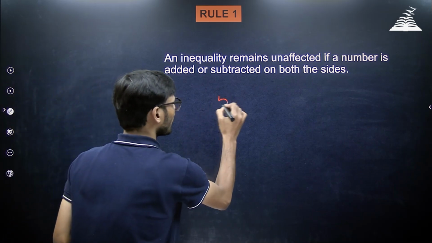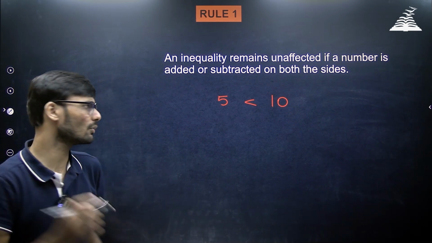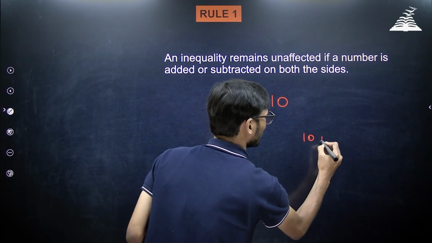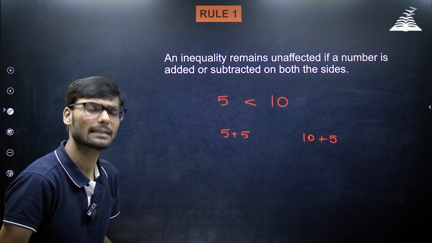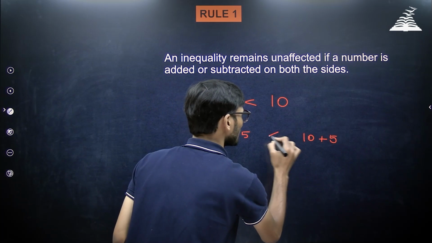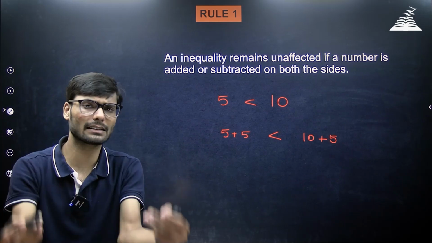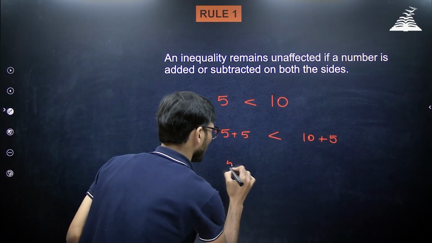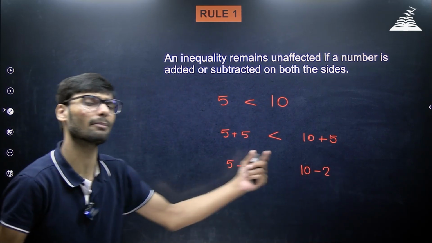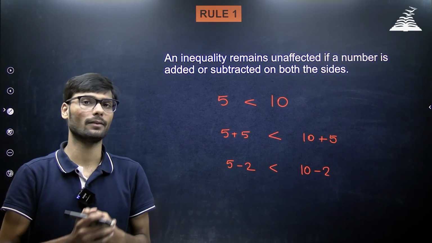We all know 5 is less than 10. Right? Now, if you add 5 on both the sides, this side will become 5 plus 5 and the other side will become 10 plus 5. So, this side is 10, the other side becomes 15. Obviously, 10 is less than 15, right? So, it is not changing at all, right? Similarly, someone might subtract 2 from both the sides. For example, 5 minus 2. This side will be 10 minus 2. 5 minus 2 is 3, 10 minus 2 is 8. So we can see that the sign of the inequation is not changing.